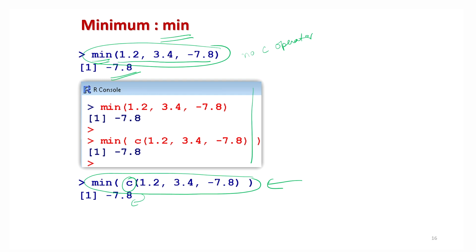Well, this is happening only with some of the functions, and some functions will take the values only when they are in the form of the c command, a data vector. For example, mean. You have to give the values inside the parenthesis using the c operator, and if you give only the values without the c operator, then it will give you the mean of only the first observation, which is itself.